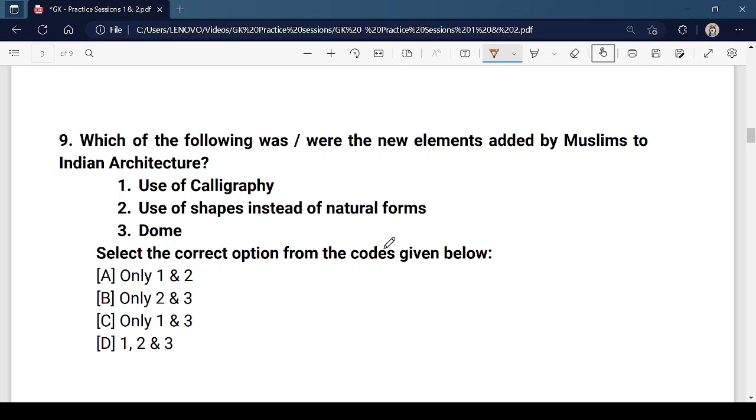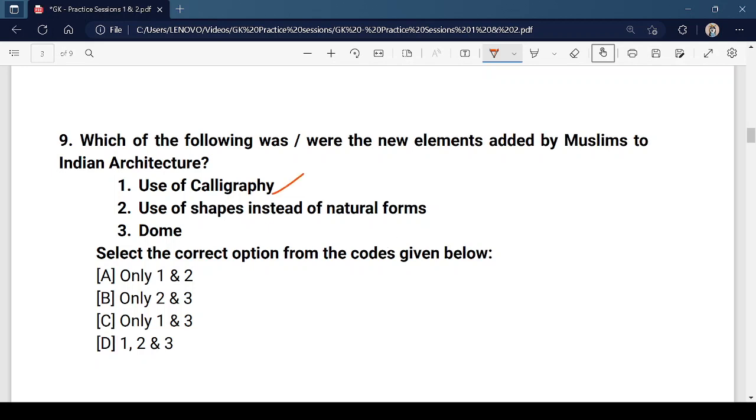Taj Mahal or Agra Fort or any other architectural constructions which were constructed by the Muslim rulers, sultans, or in the Mughal period. The question is asking about the features of the architecture built during their time period. Like use of calligraphy, which was a major feature.